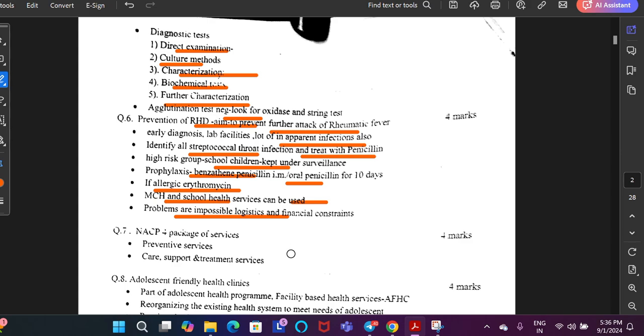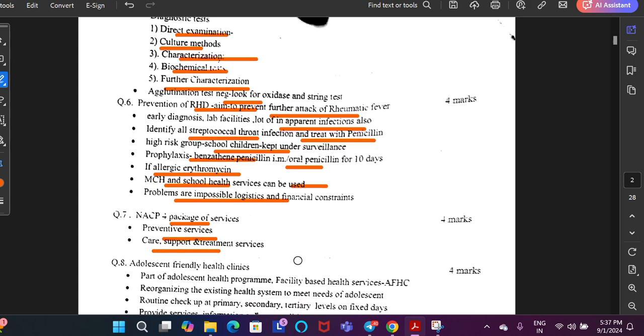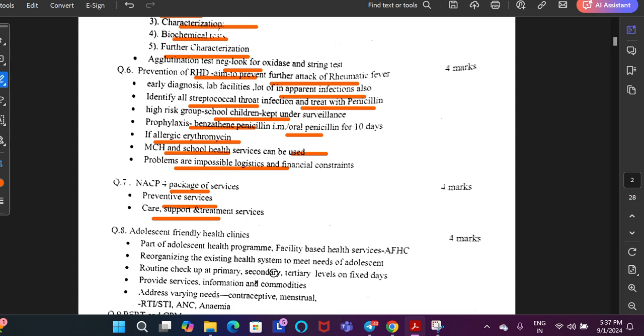Then package of services under the National AIDS Control Program. So in NACP, there are 4 packages of services: preventive services, then care, support and treatment services. Then adolescent friendly health services, AFHS, adolescent friendly health service.